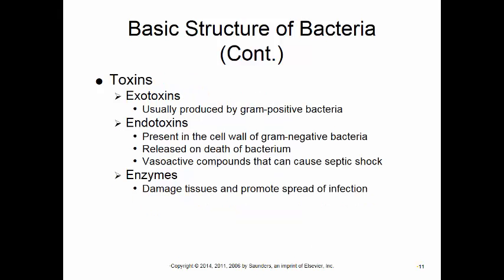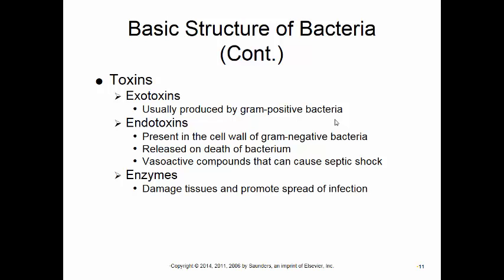Some bacteria have toxins. Exotoxins are ones that are produced and secreted out from the bacteria. These are usually produced by gram-positive bacteria. That's part of what gives them their pathogenicity, is that they can disrupt the tissue and cause damage.